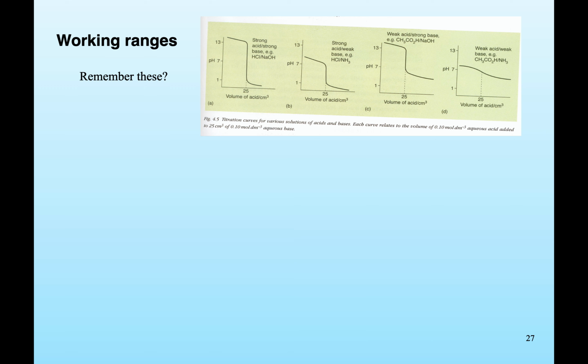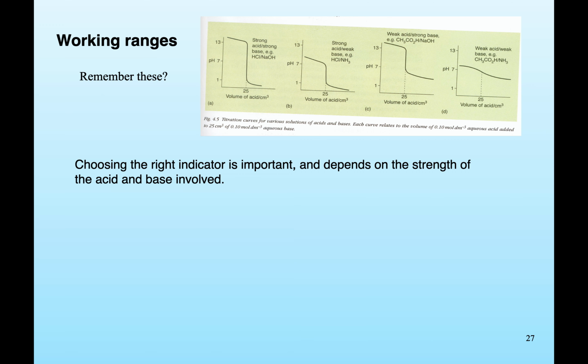We have our graphs, and we're going to talk about the working ranges of indicators. So we have to choose the right indicator depending on the strength of the acids and bases. Remember, this was strong acid, strong base, strong acid, weak base, weak acid, strong base, and weak acid, weak base.